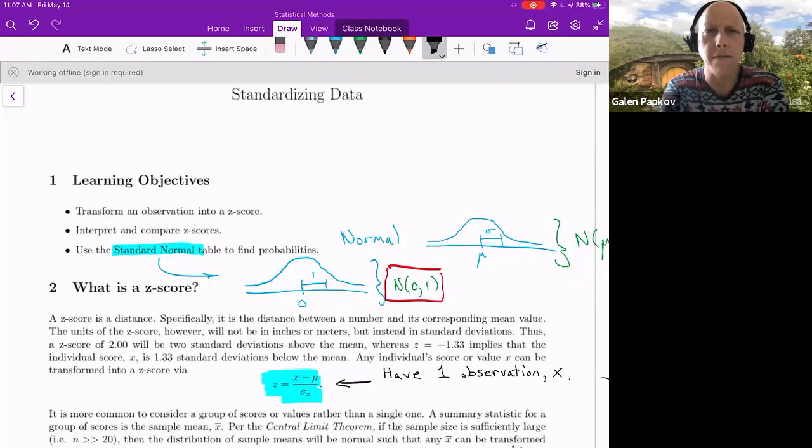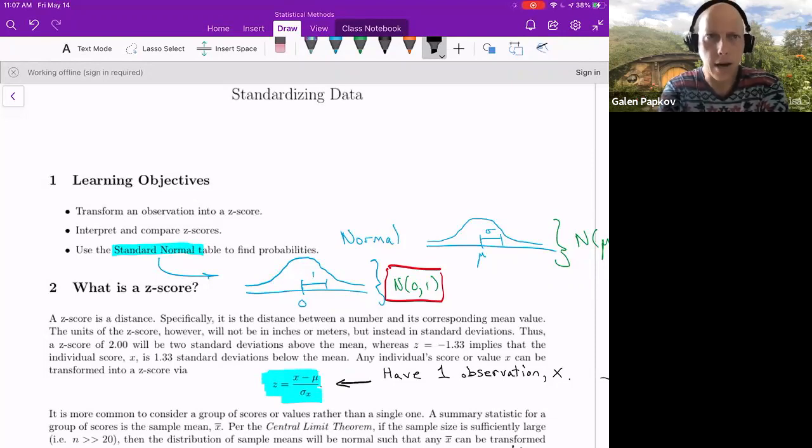And so the value itself doesn't take into account difficulty. So how can you adjust or account for different difficulty levels? One way to do that is by standardizing the data. And so that's what this topic is about, standardizing data.